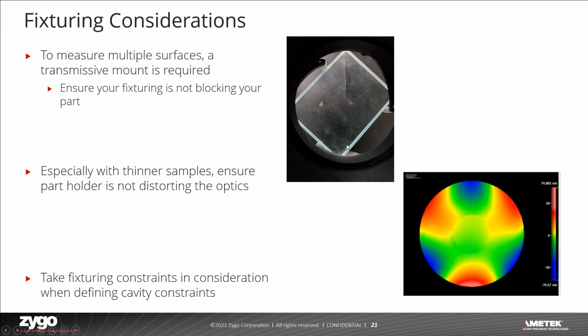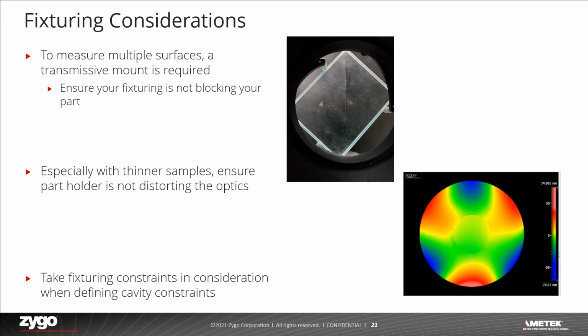The other biggest consideration for fixturing, especially with thinner samples, is to ensure that the part holder is not distorting the optic. In this picture here, you can see a part that's clearly being distorted by the indents that you can see at the 3 points where it was being supported. You can typically check for mounting stress on measured data by doing a higher order Zernike remove to see if you see these 3 points or a trefoil pattern, which is usually going to indicate some distortion.